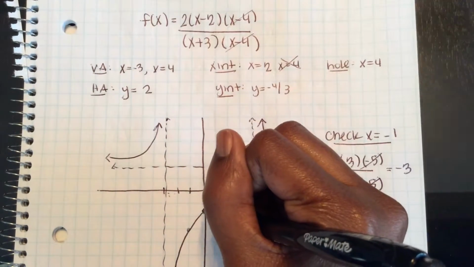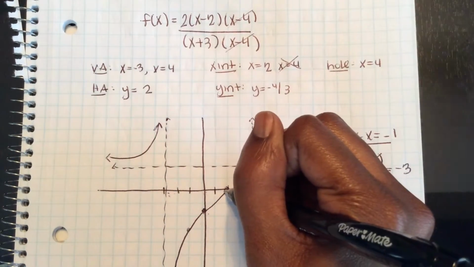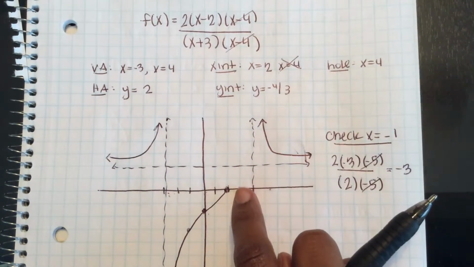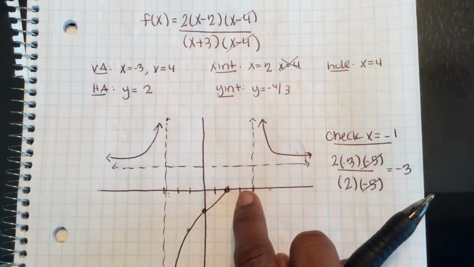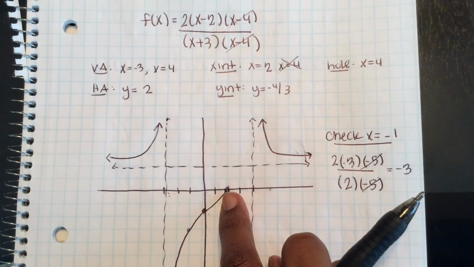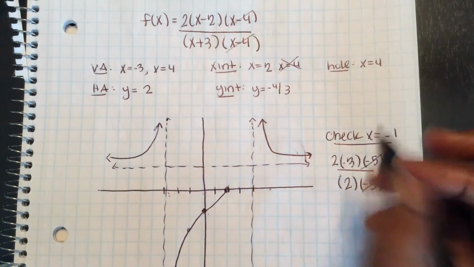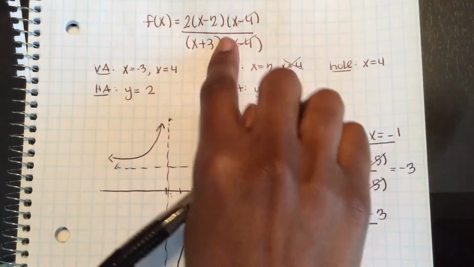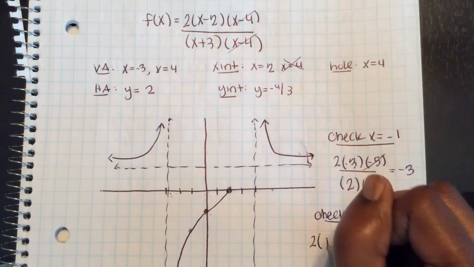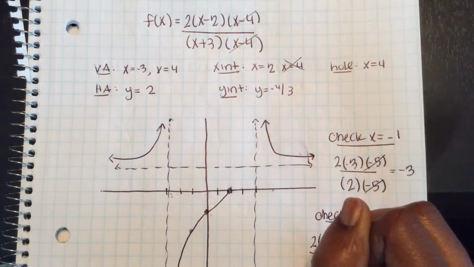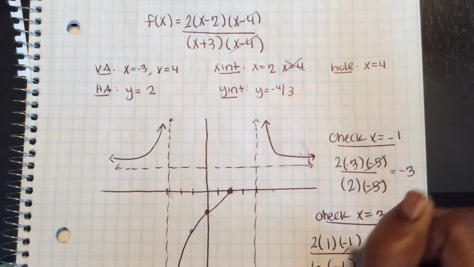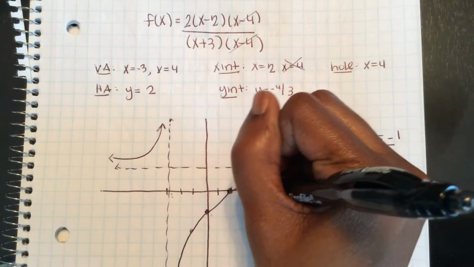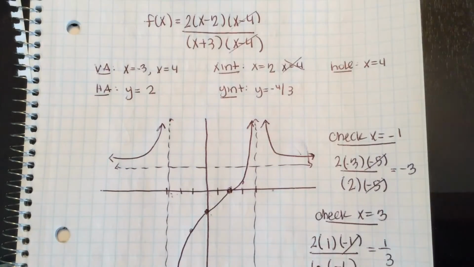So now I know it's going to connect here, but I want to see if it's going to go up or if it's going to come back down. So let me check 3, which is a good point between 2 and 4. So check x equals 3, plugging it into here. 2 times 1 times -1 over 6 times -1. So that's 1/3. So I know this is going to come up to the positive.